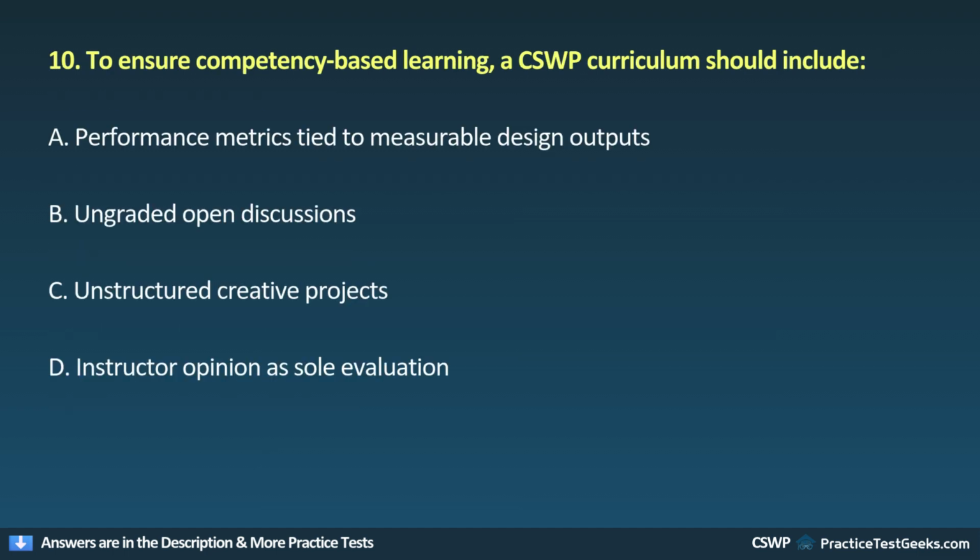10. To ensure competency-based learning, a CSWP curriculum should include: A. Performance metrics tied to measurable design outputs. B. Ungraded open discussions. C. Unstructured creative projects. D. Instructor opinion as sole evaluation.